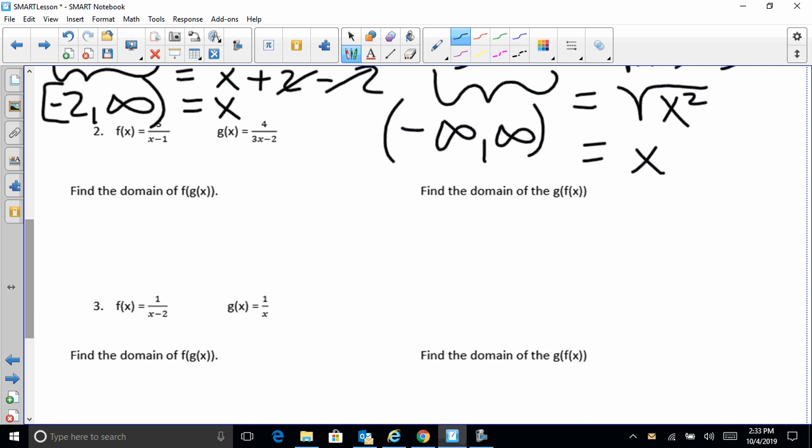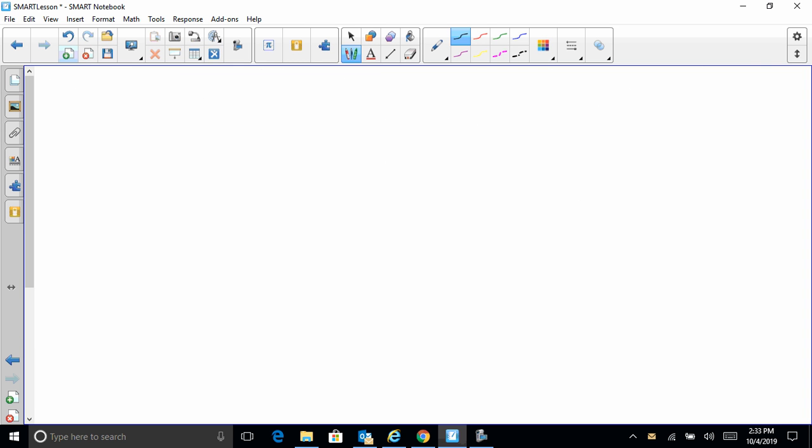So number 2, I'm actually going to go to another piece of paper because this is a little bit more of an involved problem. So we have two functions. We have our f of x equal to 5 over x minus 1. That does have a restriction. X cannot be 1. That one has a restriction we have to consider.